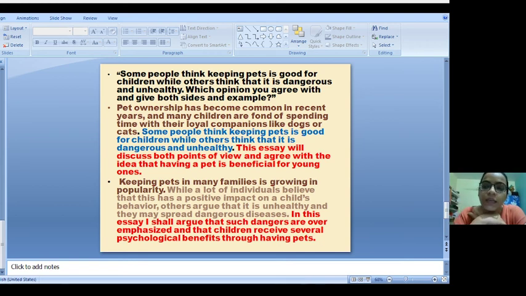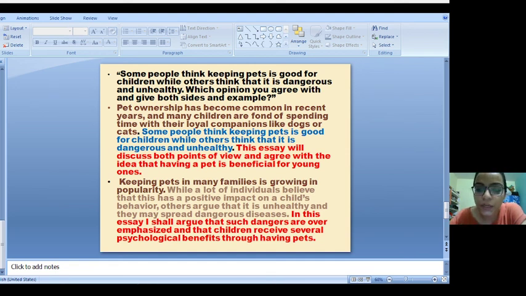Another way of writing the same thing, keeping pets in family is growing in popularity while a lot of individuals believe that this has a positive impact on child's behavior. Others argue that it is unhealthy and this may spread dangerous diseases. In this essay, I shall argue that such dangers are overemphasized and that children receive several psychological benefits through having pets. So here I have made it again very clear what is the topic about, what the question is about, and what the examiner is going to find in the essay. And I have also given some reasons like psychological benefits, which make it even easier for the examiner to understand, since I have written the reason in just one word.